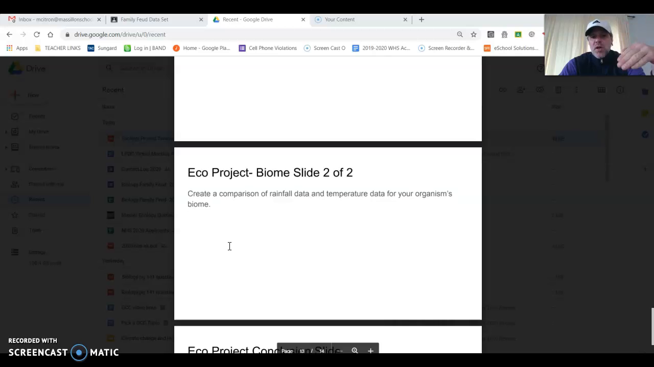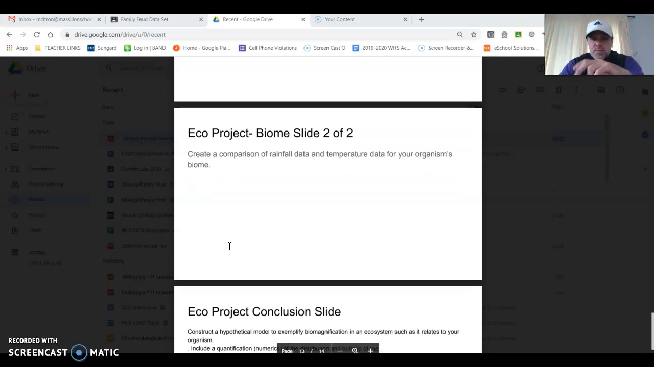Moving on to the second part, Ecology Project Biome slide 2 of 2, you're going to create a comparison of rainfall data. These are the climatographs. You should be able to find a climatograph for the particular biome that your organism lives in. That's the comparison of the climate. It's a 2-bar graph. You can build one if you want. You can get the annual average rainfall and the annual temperature from the Weather Channel, weatherchannel.com. You could build it, or you might be able to just find the climatograph. And you're going to drop that right here on that slide.